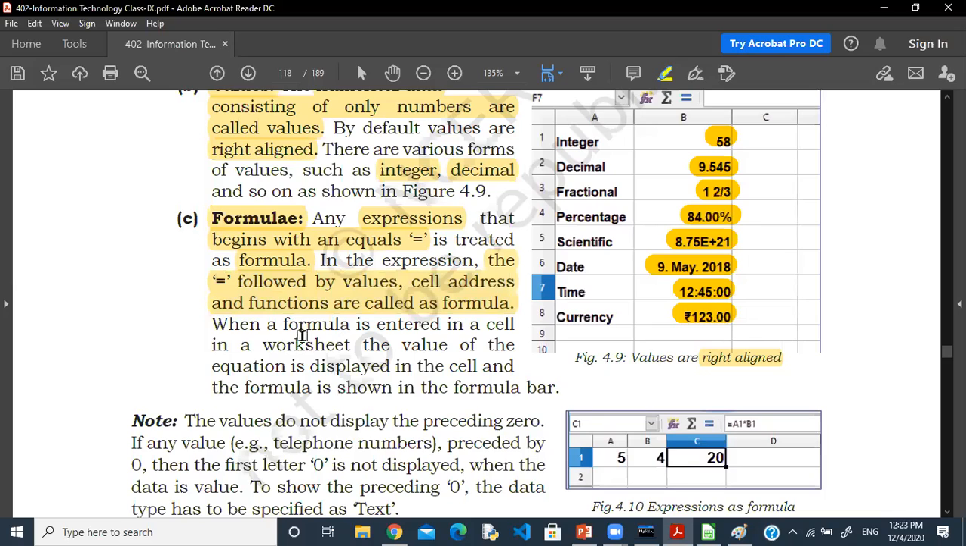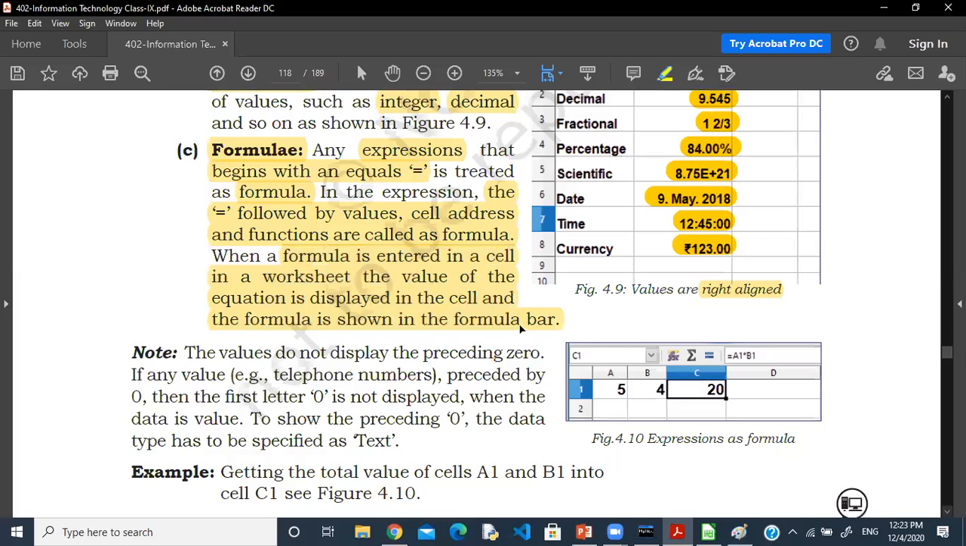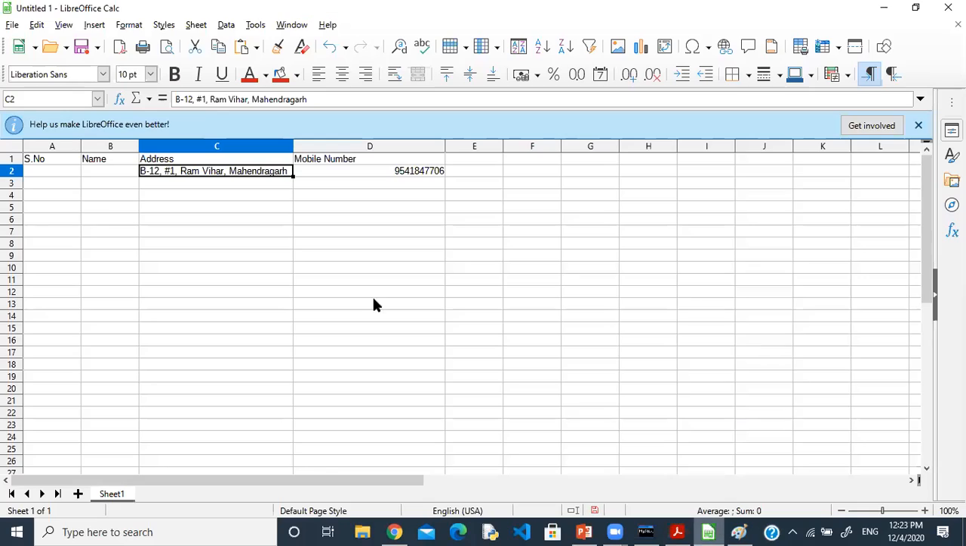When a formula is entered in a cell in a worksheet, the value of the equation is displayed in the cell and the formula is shown in the formula bar. Now you have to understand this minutely. Whenever we enter a formula in a cell, the value appears there, but the formula bar shows the formula. Let me write two numbers here: 25 and 35. Now I write the equal sign, 25 plus 35, and press the Enter key.